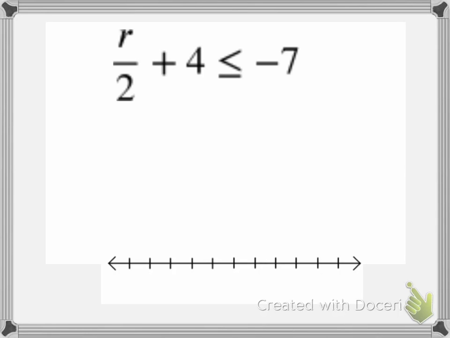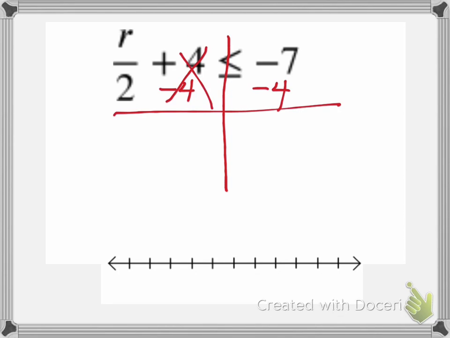Last example, r over 2 plus 4 is less than or equal to -7. So I want to solve that. So I'm going to draw my line. I want to do the inverse operation of add 4. So I will subtract 4. The +4 and the -4 eliminate, leaving me r over 2 is less than or equal to -7 minus 4, which is -11.